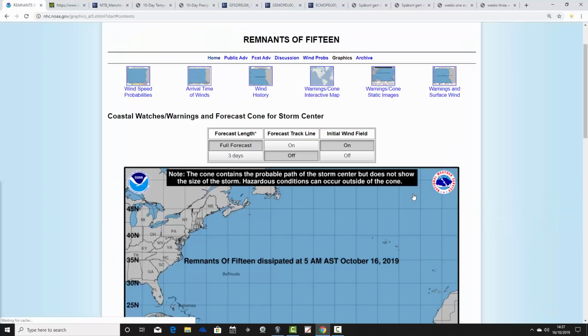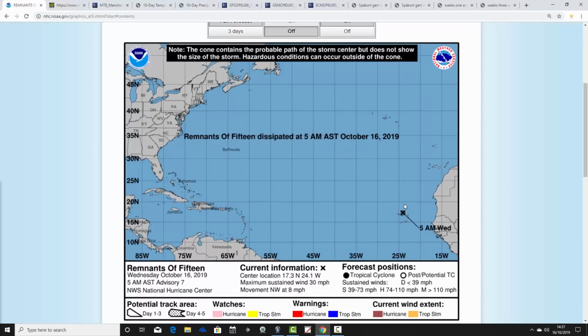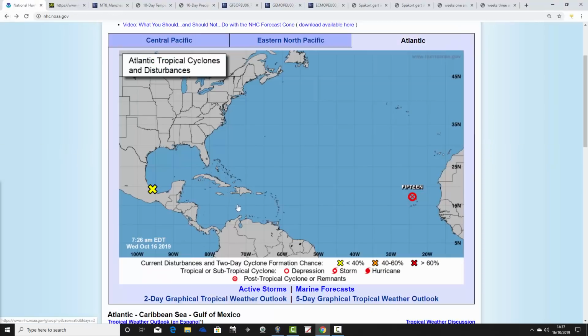If we click on it, we can see what they're saying is that the remnants of 15 dissipated at 5 a.m. AST on the 16th of October. And that's when the remains of 15 were in the Cabo Verde Islands. So we don't need to worry about that.